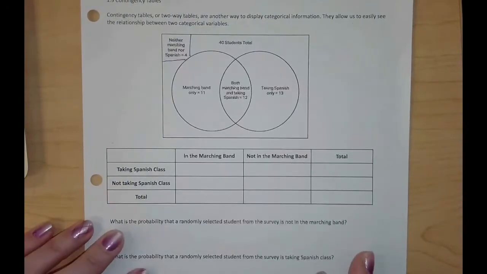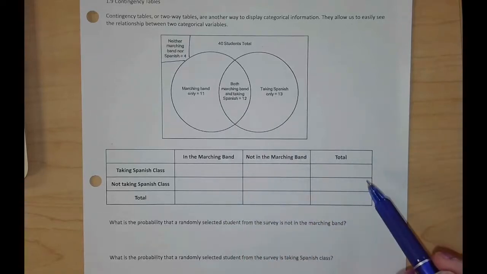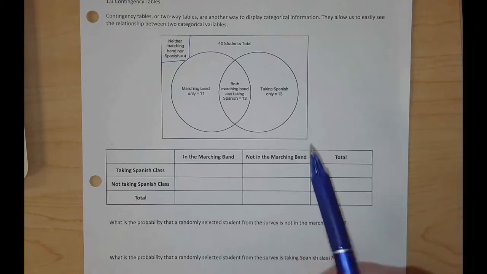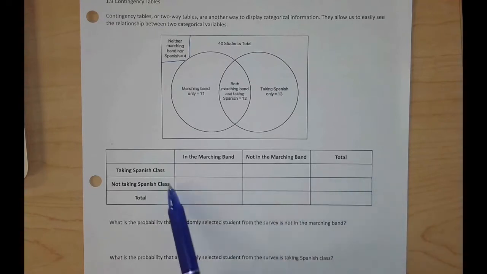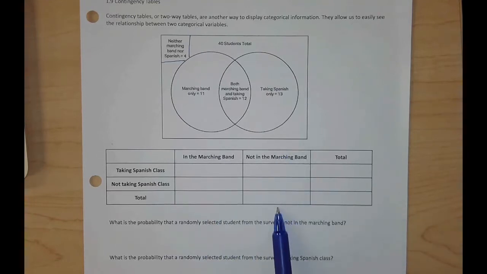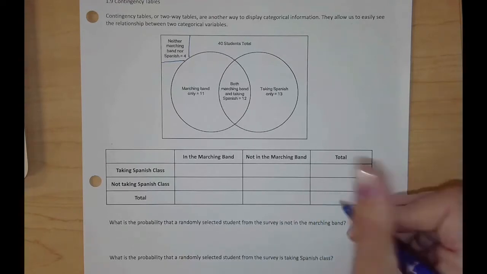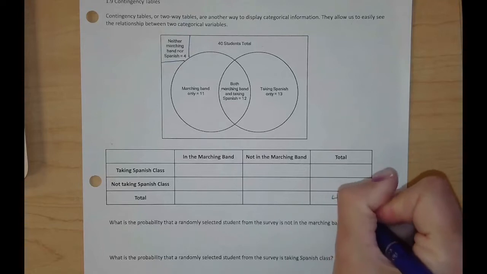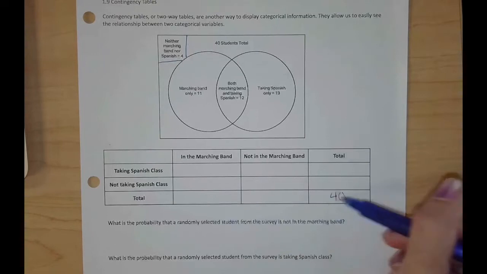So we're going to use this Venn diagram to fill out this two-way table, or contingency table. Taking Spanish is this row, not taking Spanish is this row. In the marching band is this column, not in the marching band is this column, and we'll total everything up and have our grand total here. Our grand total we already know is 40 people, so we're going to fill that in first. This column and this row should add up to 40.